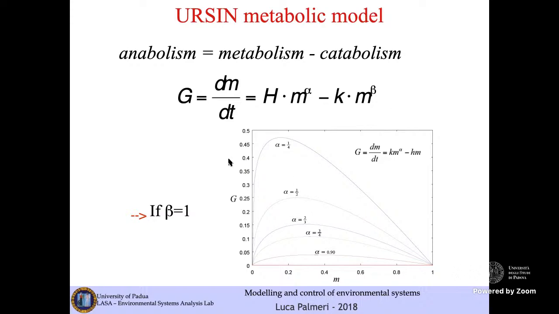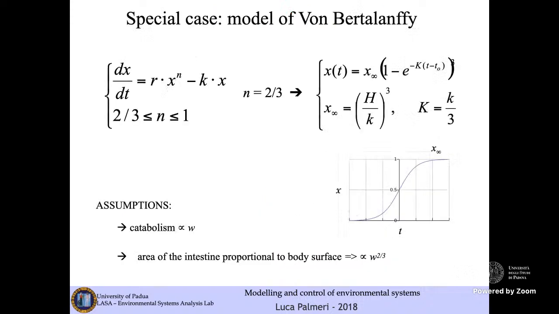So for example, if we assume beta equal to 1, so we only consider the growth term, we obtain this kind of curves, and you see that depending on different values of the exponent of the weight of a fish, we have different curves. If we have a 1/4 exponent, we have a faster growth. If we have an exponent of almost one, we have a behavior that tends to a constant. So the growth is less and less significant.